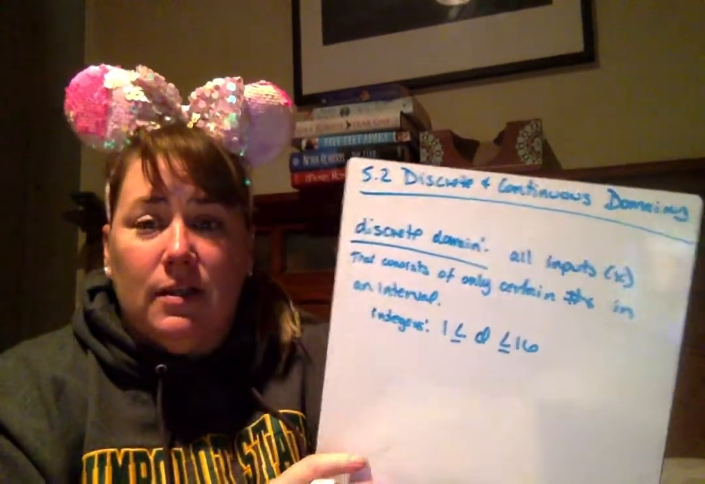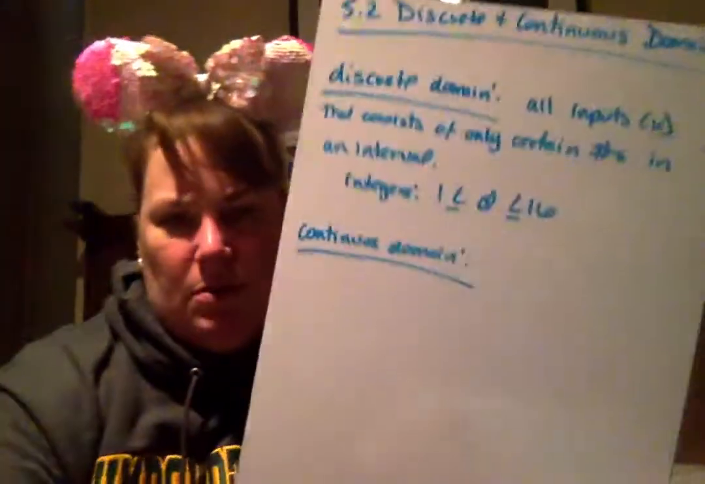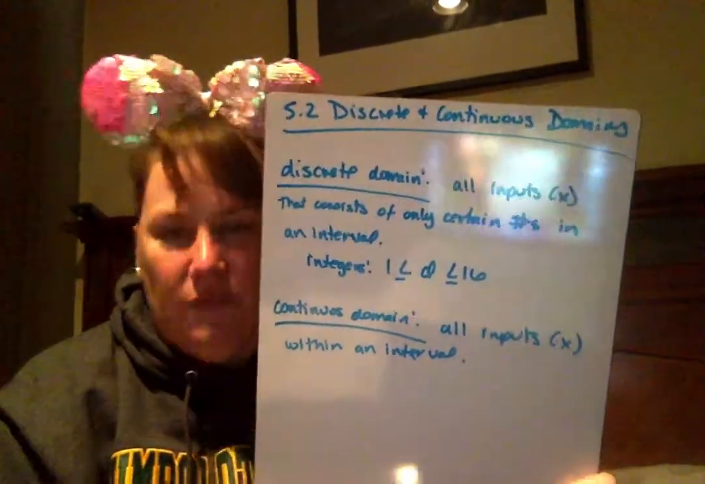Now, continuous, if you think about the definition of the word, it just continues on. It's consistent, it's continual. So continuous domain is going to be all the numbers within an interval, so all inputs, meaning x, within an interval. The definitions sound almost identical, but this one is certain numbers, and this is all of the inputs.